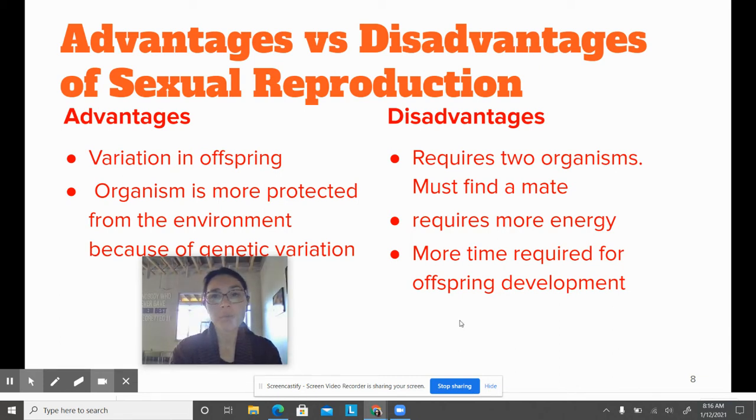Some disadvantages: it does require two organisms, so organisms have to find a mate, which takes a lot of energy and takes some time. It does take more energy to grow a new organism, and more time is required for offspring development. Again, it takes time and energy for sexual reproduction. One, because you have to have two parents, and two, because making and developing that organism is going to take more time and more energy.